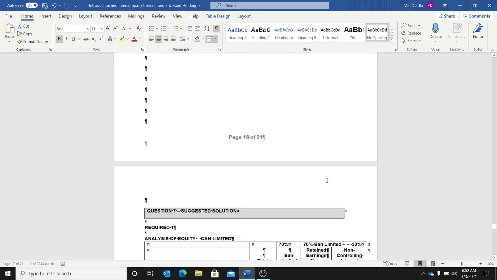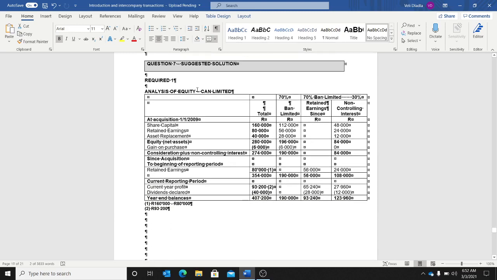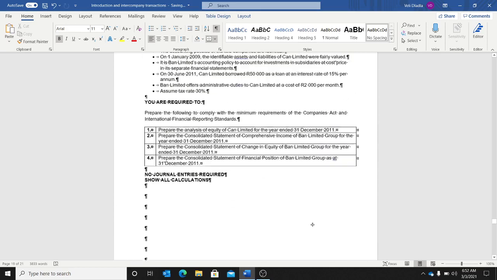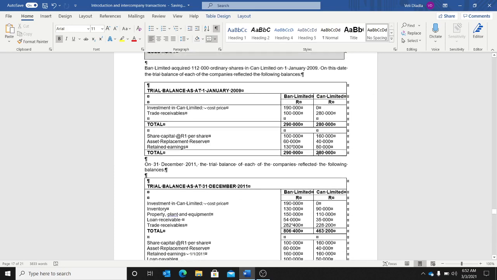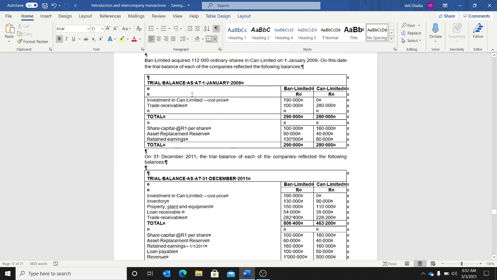Now, the analysis of equity is this one. It's divided into three. This is date number 1, and then this is date number 2. This is date number 3. So it's divided into 3. So we're going to start with the first one, which we call at acquisition. When we are buying the company, meaning when Ben buys Ken, what was the equity? The equity of that company was 160.